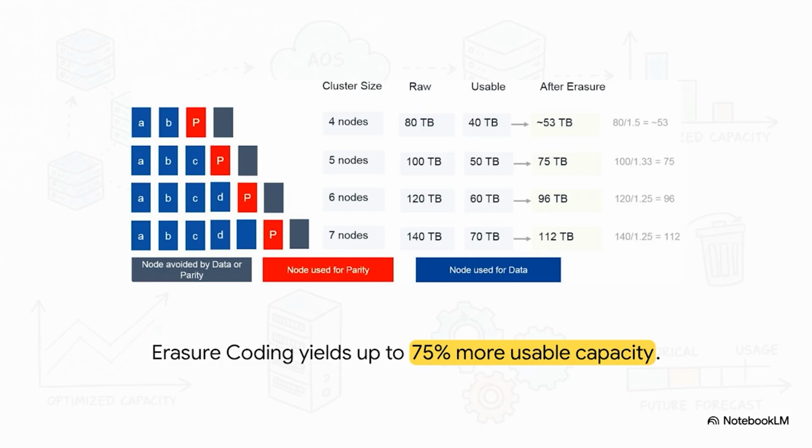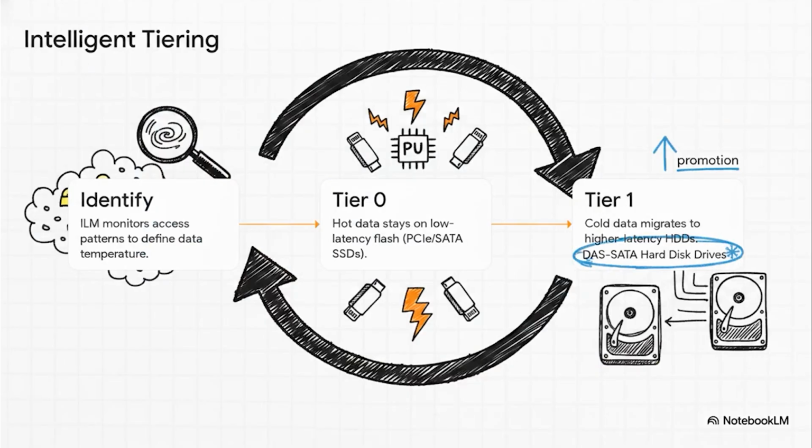If a node fails, it just uses that parity to rebuild the missing blocks. The result? You can literally increase your usable capacity by up to 75%. It's a massive, massive efficiency gain, saving physical space while keeping your resiliency high. Meanwhile, let's look at intelligent tiering and how it dynamically manages all this across your drives.